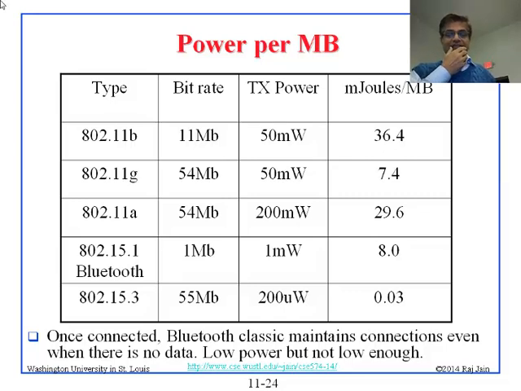And then they realized that they have a problem. And the problem was that they have connections, which they should not. Once connected, Bluetooth Classic, now they call it Bluetooth Classic because there's a new version I'm going to talk about in a minute, right? Bluetooth Classic maintains connections even when there is no data. So even when you're sniffing and all that, that is wasting energy. And so it's not low enough. Okay, so then they have to discover a method where they don't need to connect. Any questions?